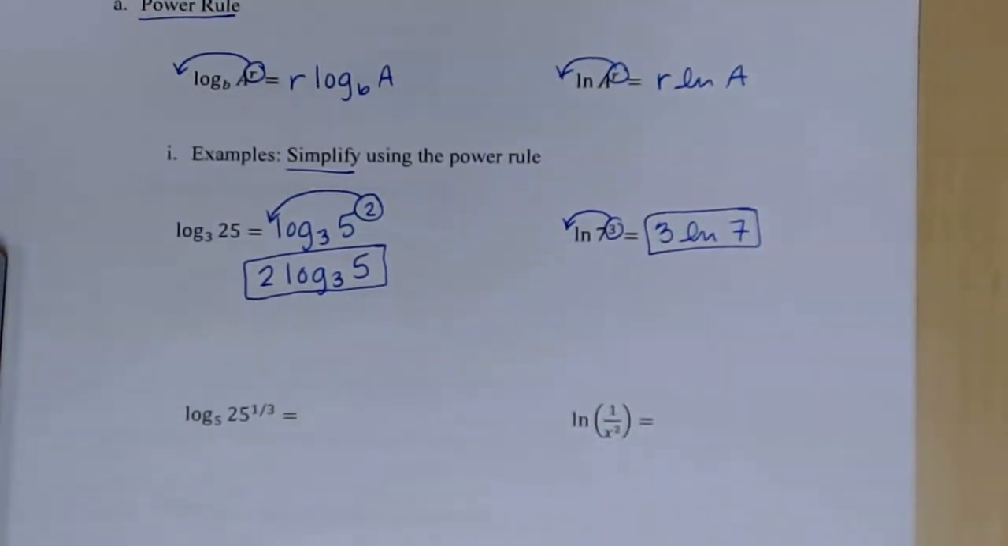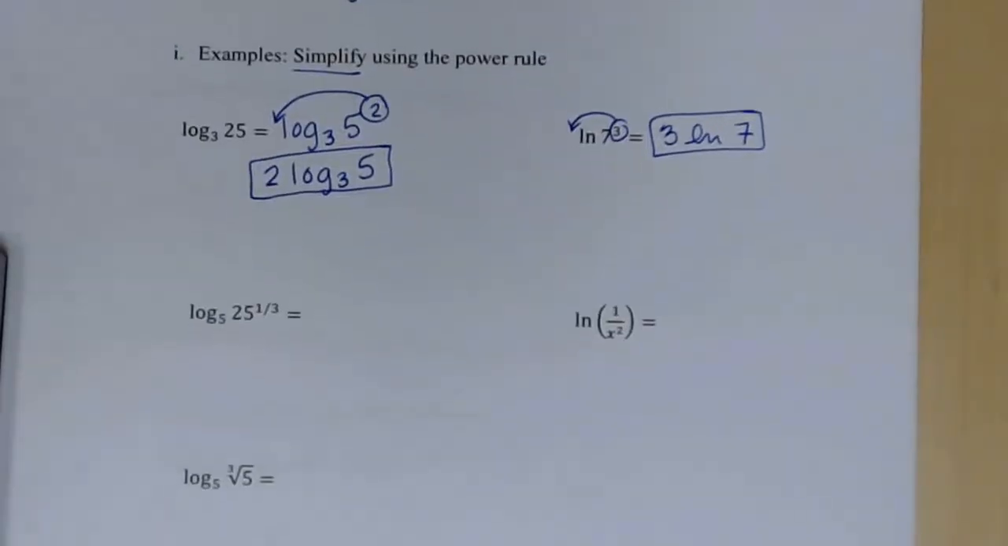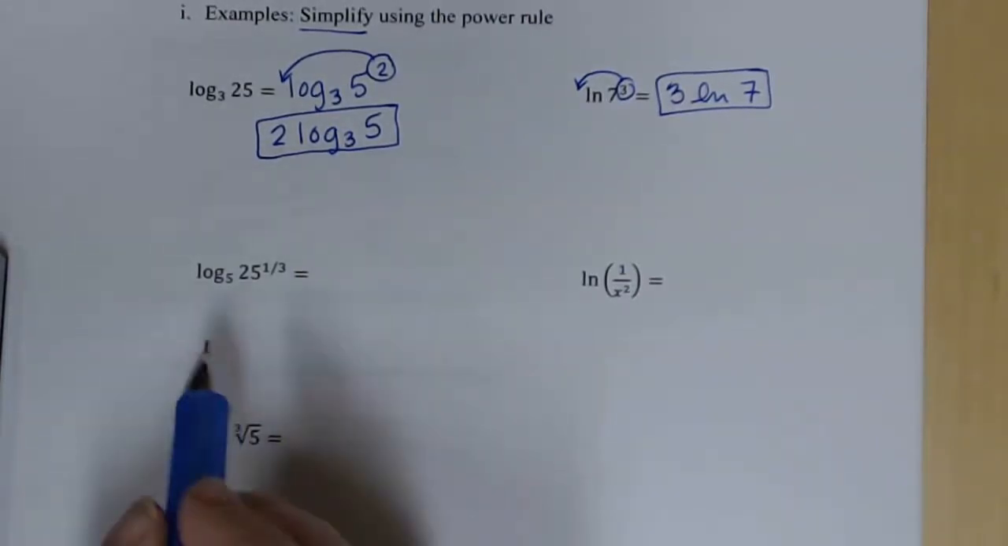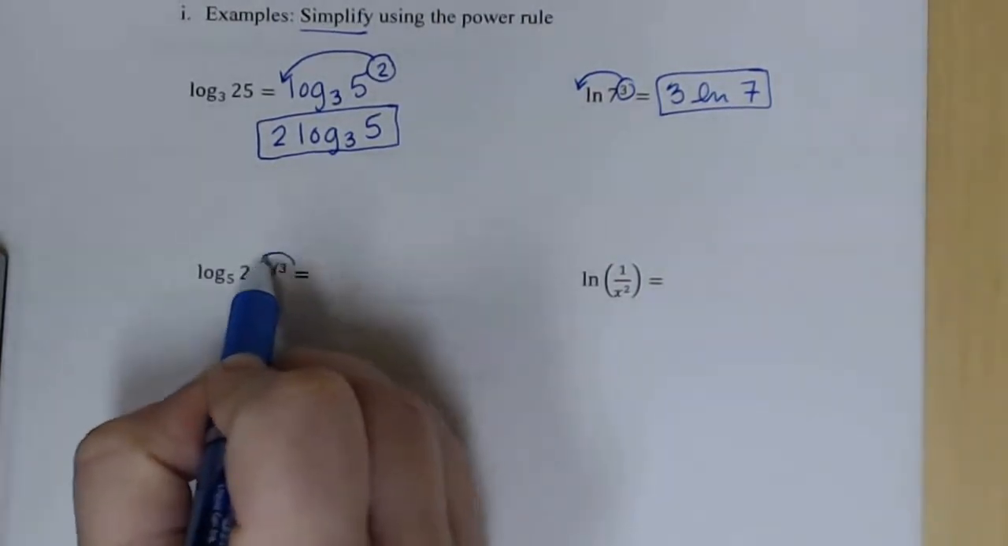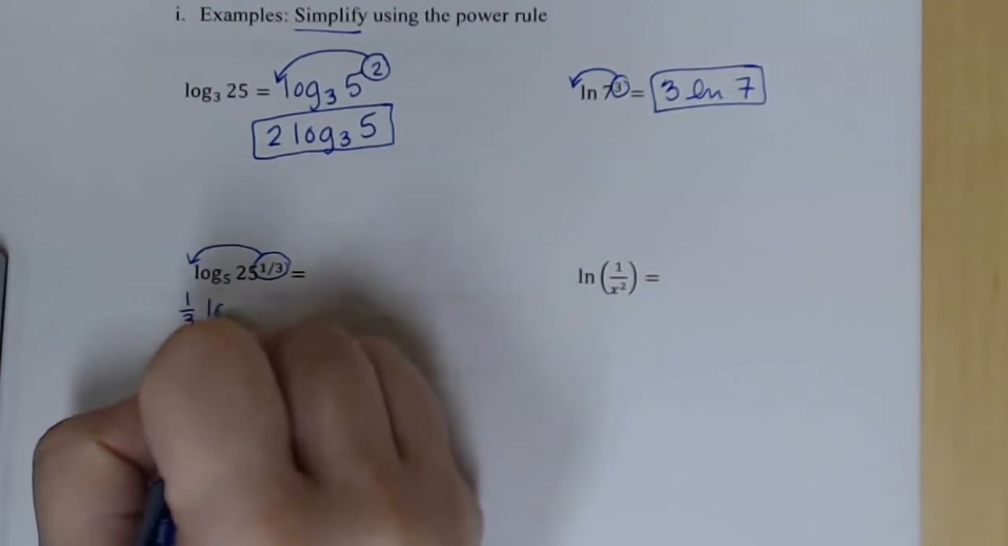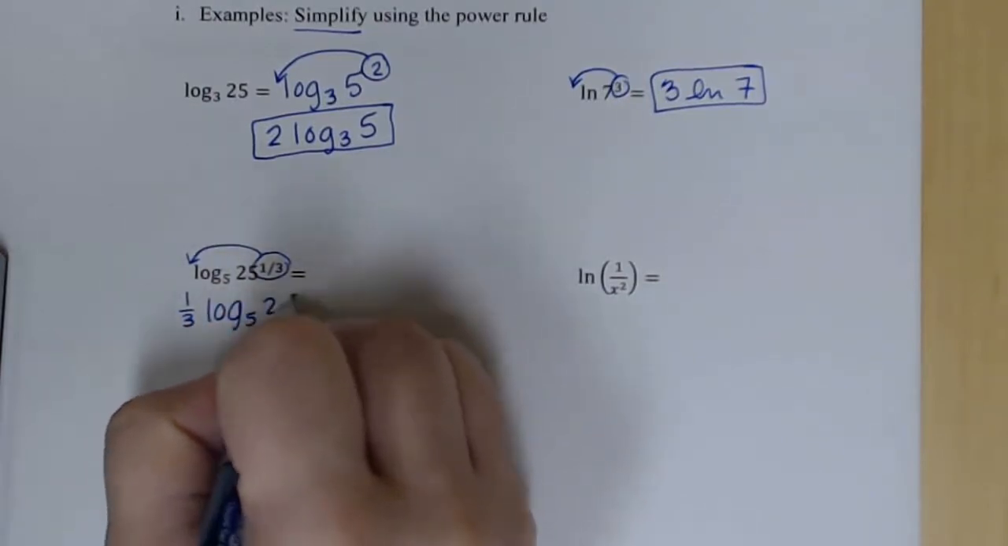Not too bad. Now the next ones, we're going to have to put together some of those 4 properties that we learned about in 4.2, our inverse property, one-to-one property, etc. So with this one, there's my power. I'm going to bring that out front. That gives me 1/3 log base 5 of 25.